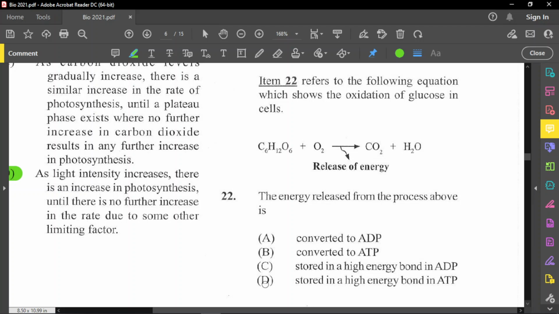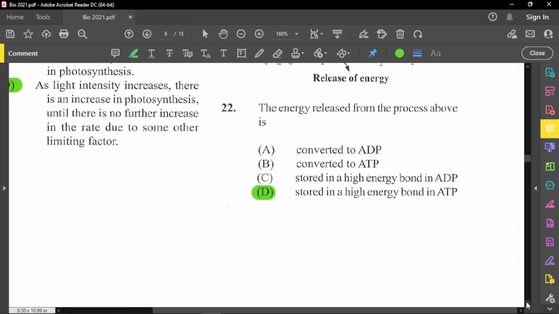Okay, so let's look at option D. So they're stored in high energy bonds in ATP. So this is a better option. ADP will be out, so A and C are out, and so this is the answer right here. And again, the difference between B and D: the energy is not converted to ATP. As I said, the energy is ATP. So the energy is stored in ATP itself. Okay, so that's for question number 22.